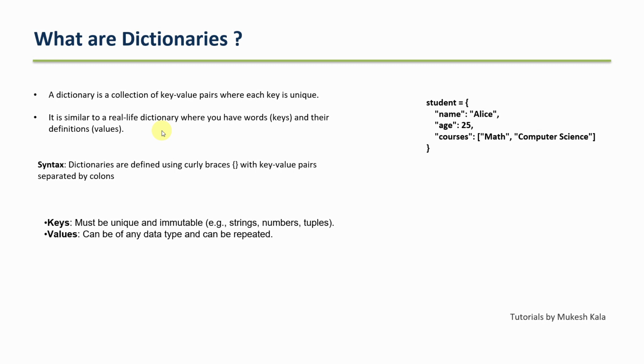The second thing is the value can be of any data type and can be repeated. The key cannot be duplicate. I can put the courses as Alice, but I cannot duplicate the key. Value can be duplicate.